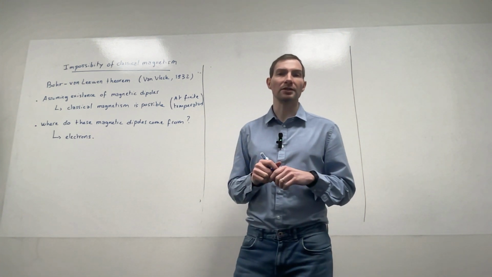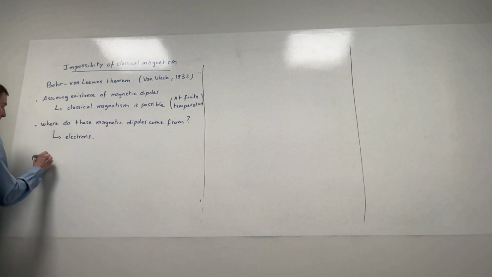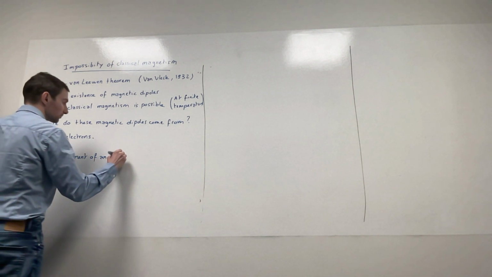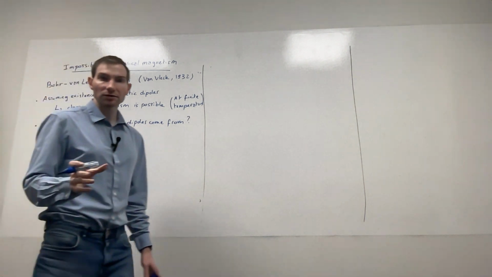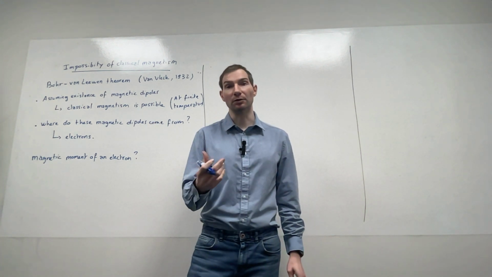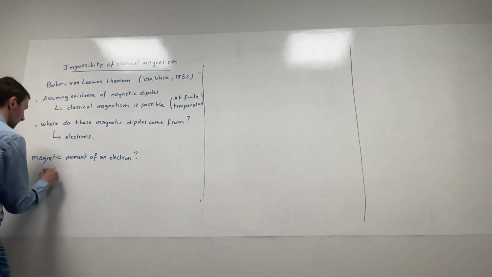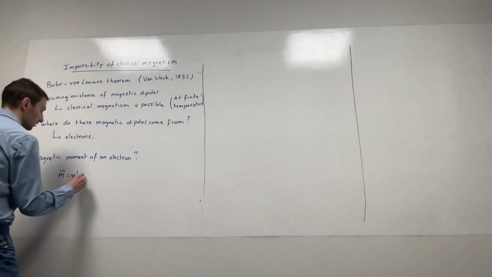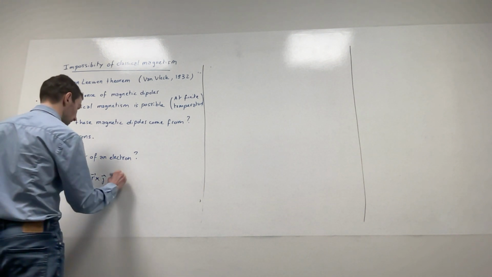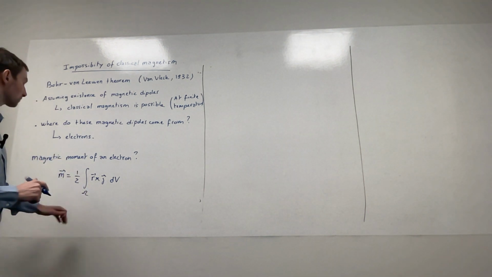So first of all, what we need to do is we need to know what is the magnetic moment associated to an electron, right? So basically, the magnetic moment of an electron. So what is that? Well, in a previous video, we calculated the magnetic moment of a general current density. So we've got m is equal to half the integral of r cross j dv over some omega here. So that's a general expression for any j.